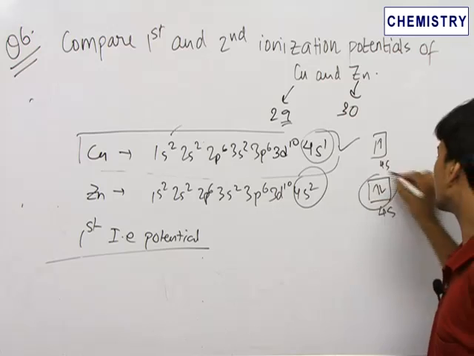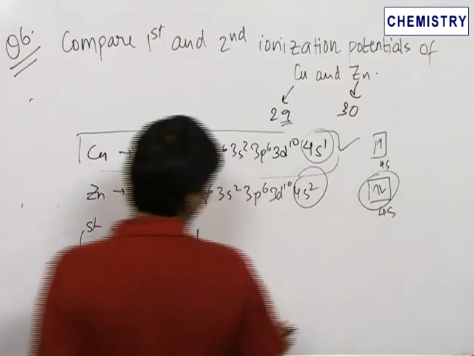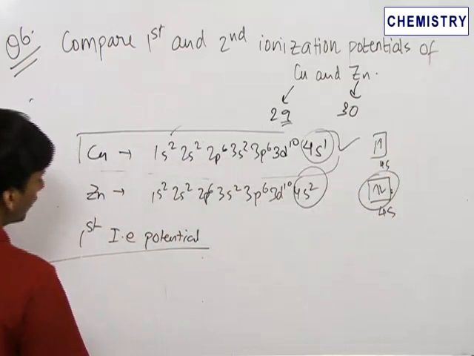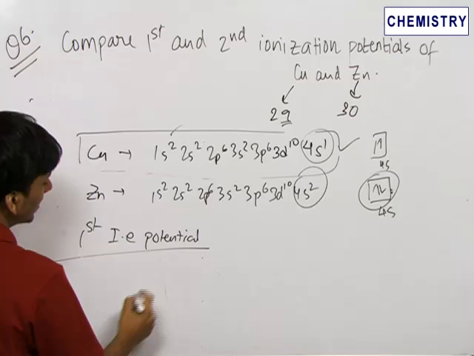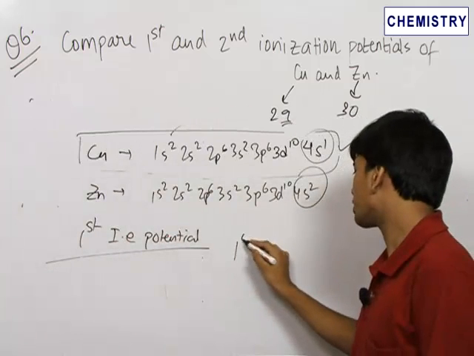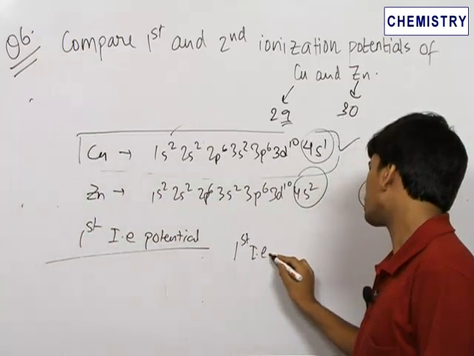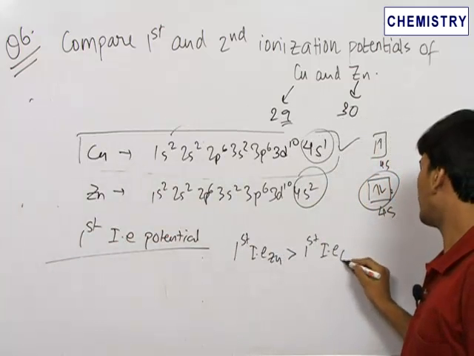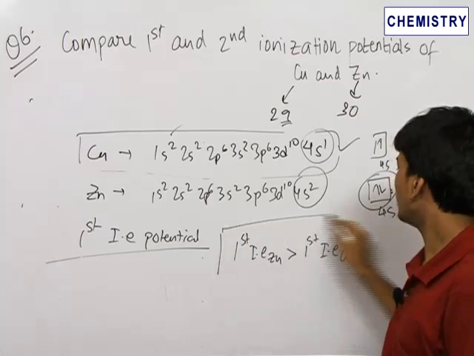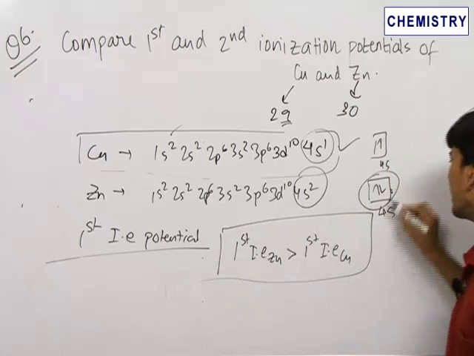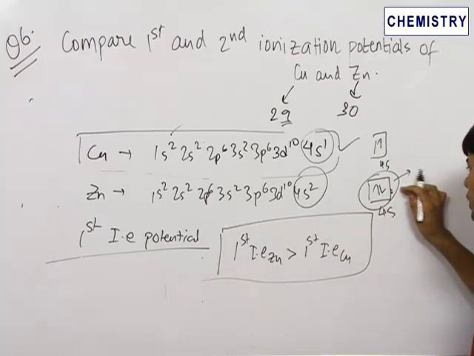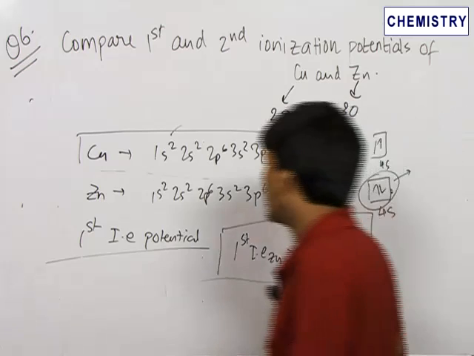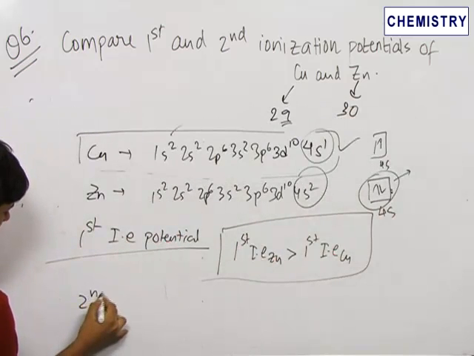Now since this is fully filled and paired, it is more difficult to take out the electron from here than here. Therefore the ionization potential of zinc will be greater than that of copper, that is first ionization potential. Therefore first ionization potential of zinc is greater than first ionization potential of copper. So we get the answer for our first ionization potential, because it is tougher to remove an electron from a fully filled 4s orbital than from a half filled s orbital.